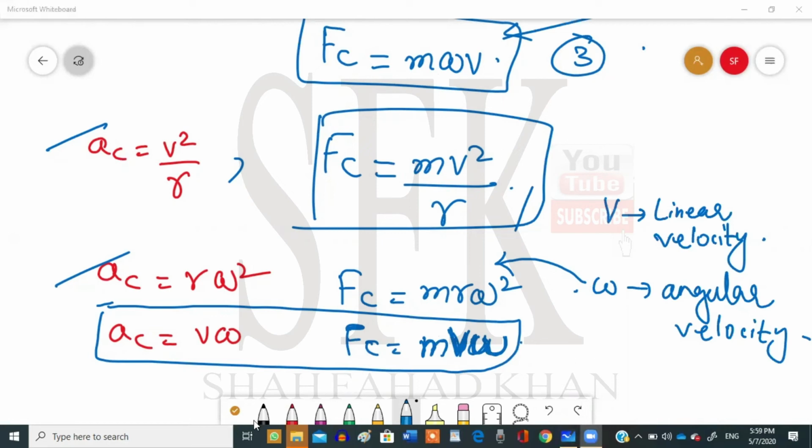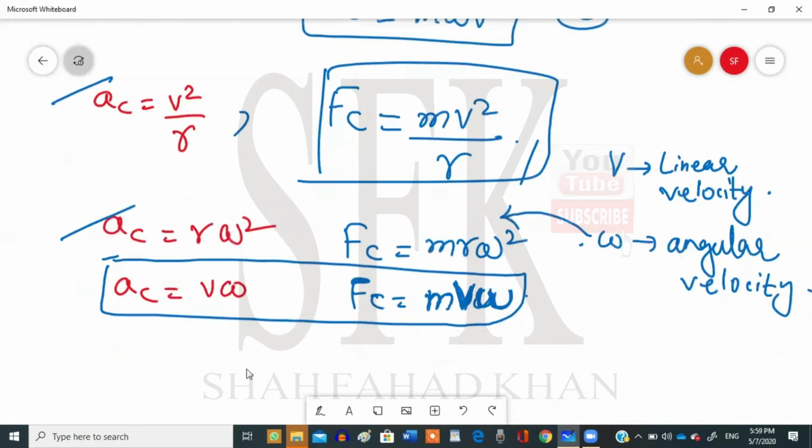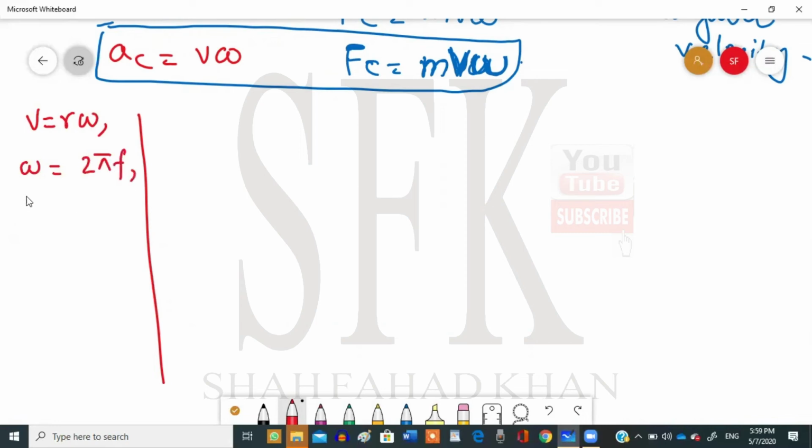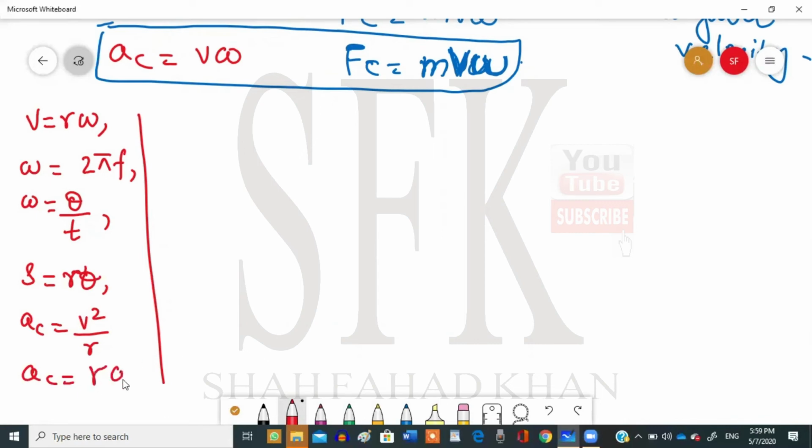So this was centripetal force, centripetal acceleration. All the formulas that you are going to use have been completed. I'll just quickly jot them down. v is equal to r omega to calculate the linear velocity. Omega is equal to 2 pi f. Omega is equal to theta upon t. s is equal to r theta. AC is equal to v squared upon r, or AC is also equal to r omega squared, or AC is equal to v omega.